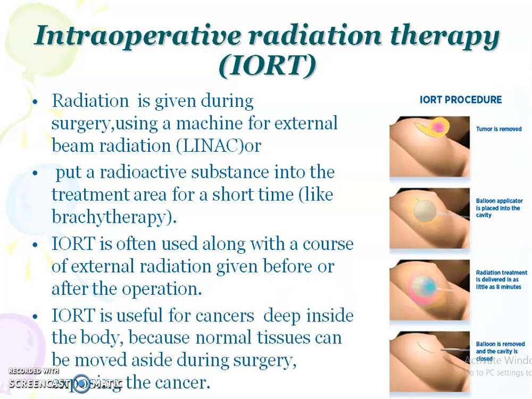IORT is useful for cancers deep inside the body because normal tissues can be moved during the surgery by exposing the cancer tissues. So coming to the IORT procedure, the tumor will be removed from the site. Then a balloon applicator is placed into the cavity. Then after that, the radiation treatment is delivered for around 8 minutes. Then after that duration, this balloon will be removed and the cavity will be closed. This is what happens in IORT.